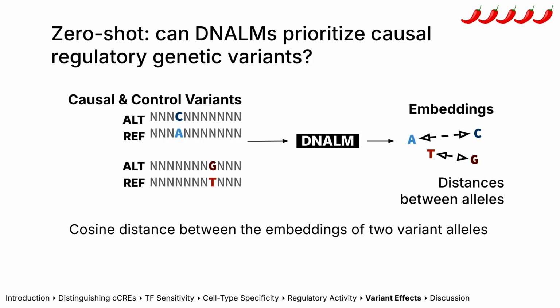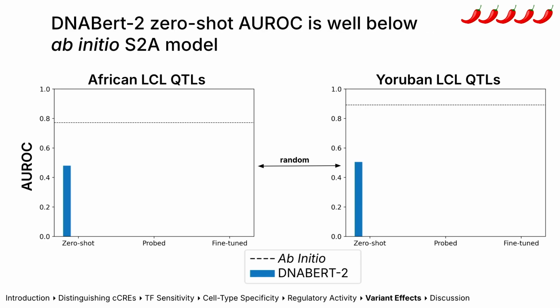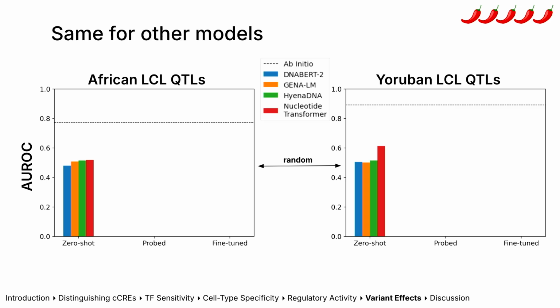We first evaluate models in the zero-shot setting, where we measure the cosine distance between the embeddings of the reference and alternate alleles, with the causal variants expected to produce a higher embedding distance. So our ab initio model, again, is a sequence to activity baseline model from the previous quantitative prediction task. And it's important to note that it was not trained on any variants. We measure performance using AUROC, and as we can see here, the baseline performs quite strongly on both datasets. DNA BERT2 zero-shot AUROC is well below ab initio at about 0.5, and other models perform similarly across both datasets.